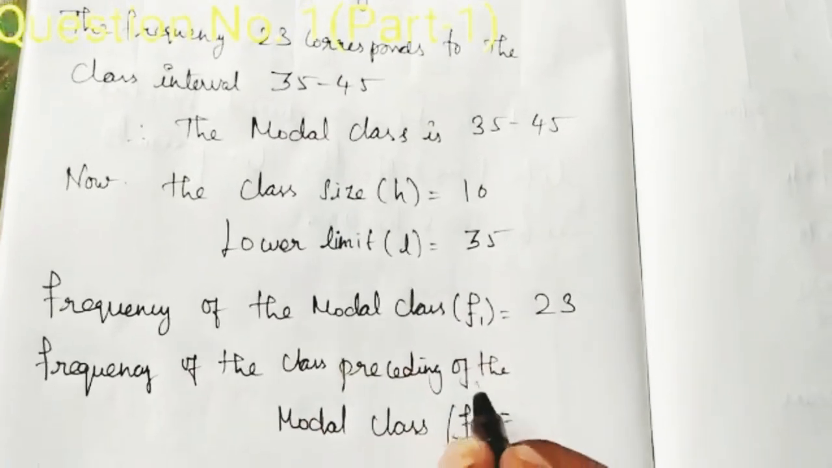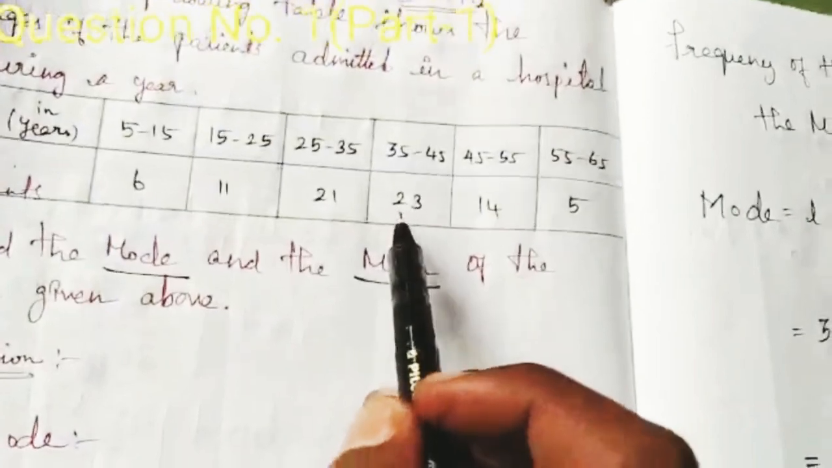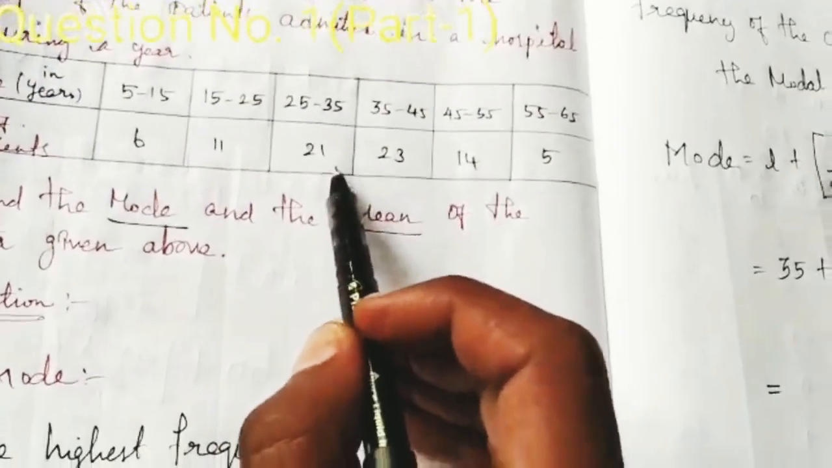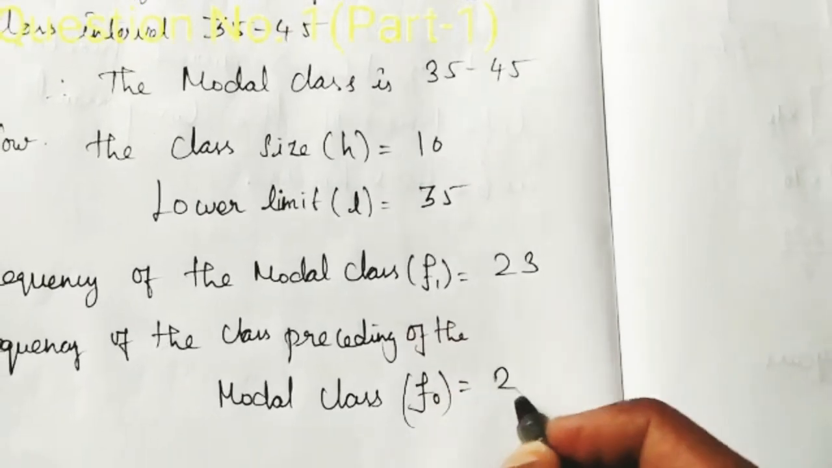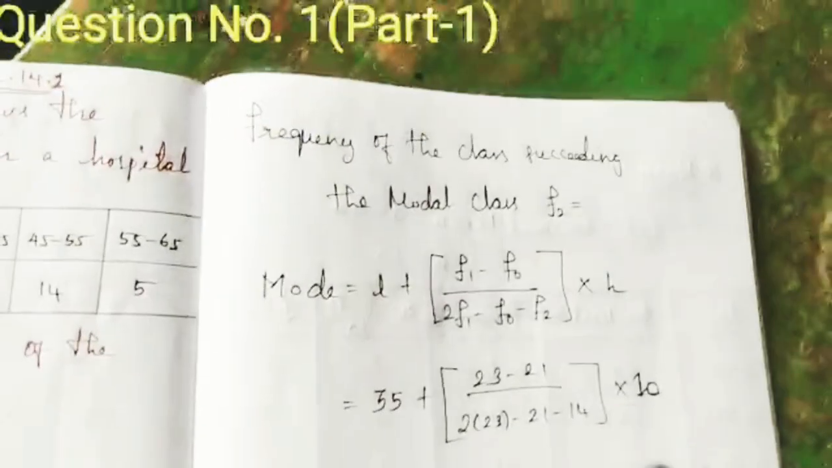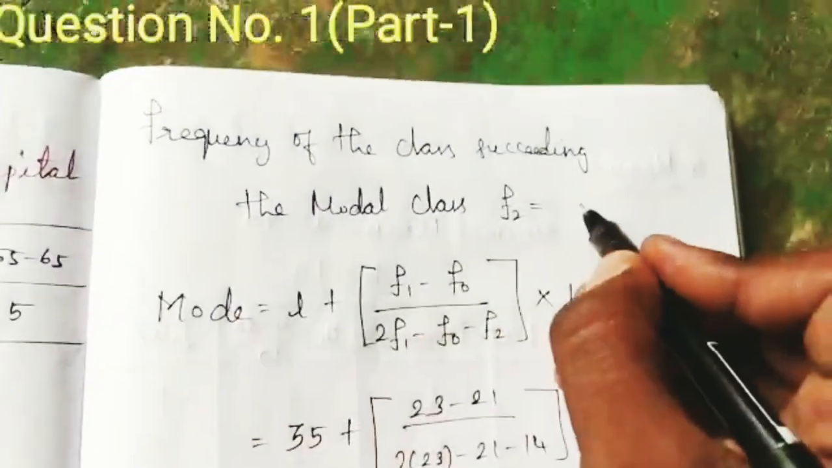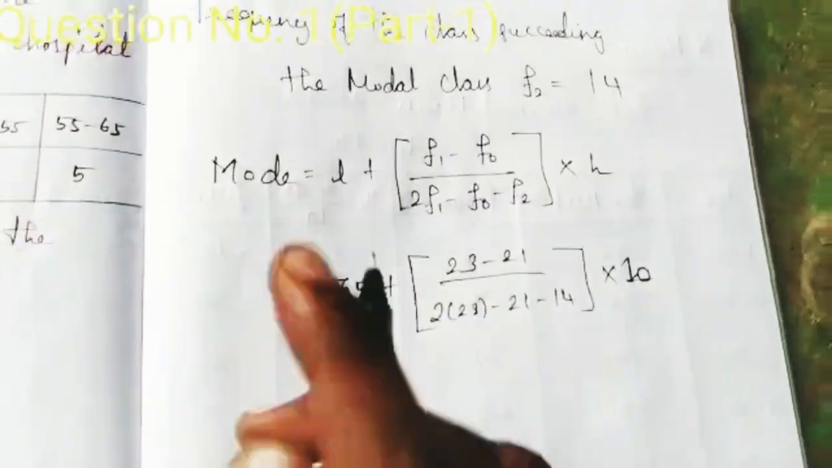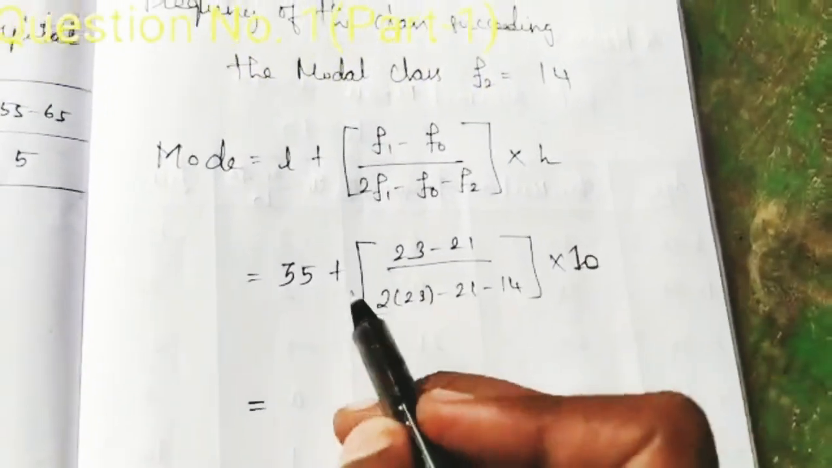Frequency of the class preceding the modal class is F0. Preceding the modal class means the frequency just before it, so there is a 21. So F0 equals 21. And the succeeding class frequency F2 is 14. Now I am writing the formula and applying the same values here.